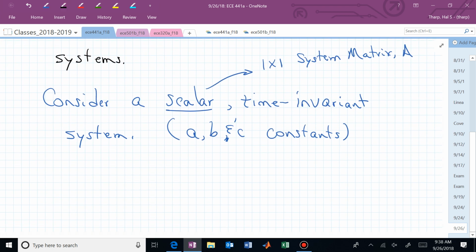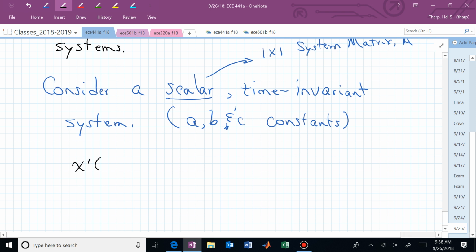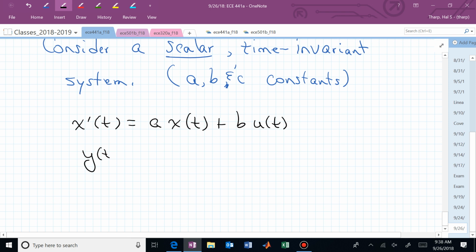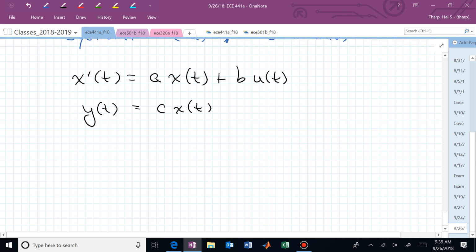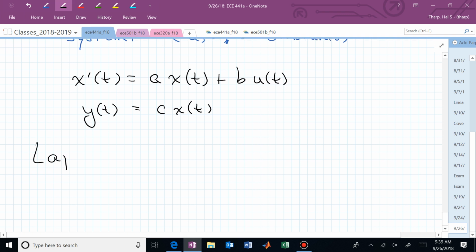Writing that in a state space representation, I have x prime of t equals a x of t plus b u of t, y of t is equal to c x of t. That's a scalar first order differential equation with constant a, b, and c. And if that was a low pass filter, the a's, b's, and c's might have capital R's and capital C's, capacitors and resistors, in them, giving us the behavior of this low pass filter. What if we Laplace transform that system?